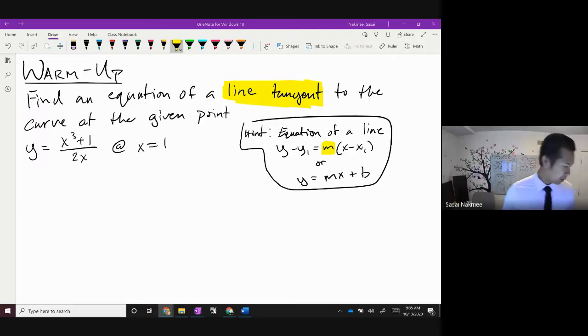All right, so let's get started. Looking at this warm-up, right? Hopefully you had a chance to attempt this before I get started on this. Okay, find an equation of a line tangent to the curve at the given point.